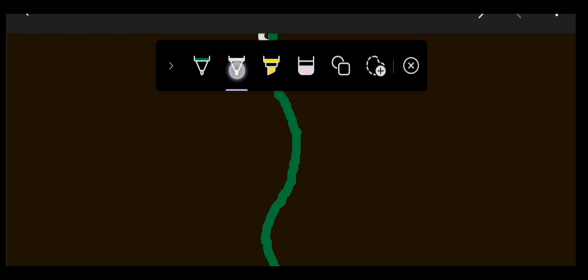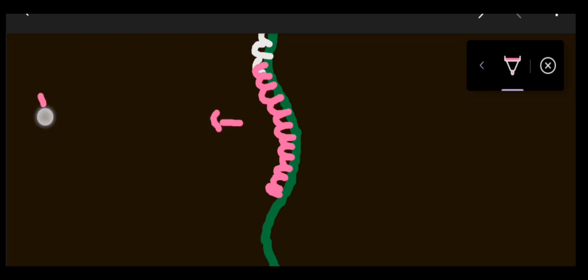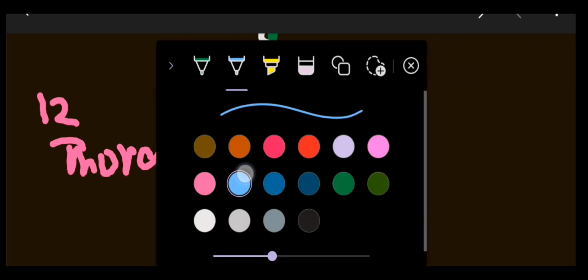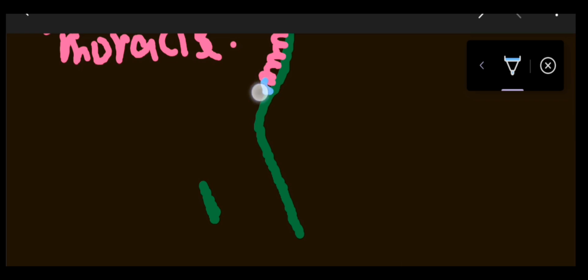Let me change the color. This is 1, 2, 3, 4, 5, 6, 7, 8, 9, 10, 11, 12. These 12 are known as thoracic. Then we have the lumbar vertebrae, which are 5 in number: 1, 2, 3, 4, 5. This is 5 lumbar.